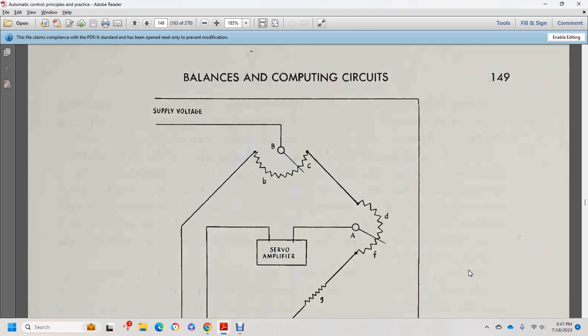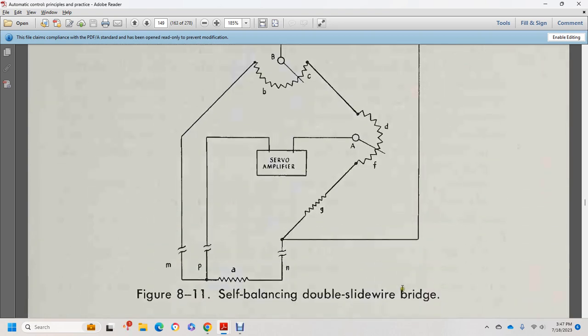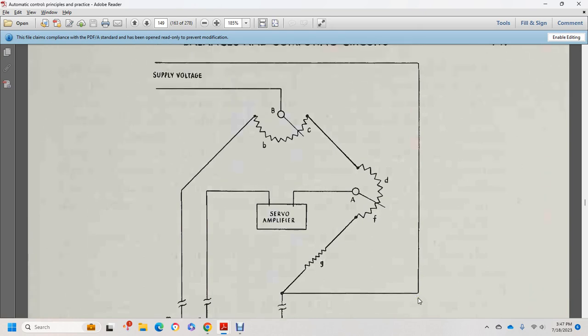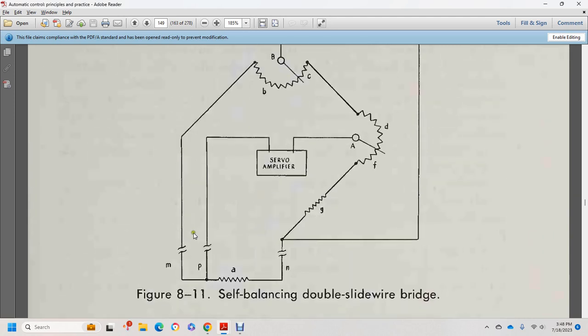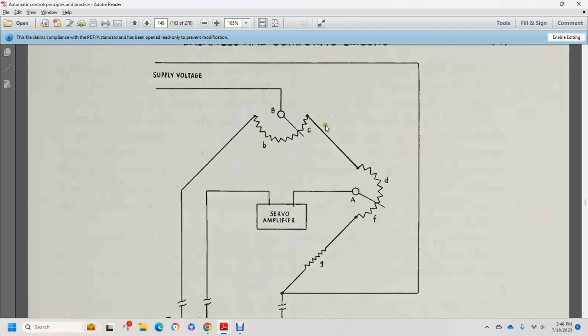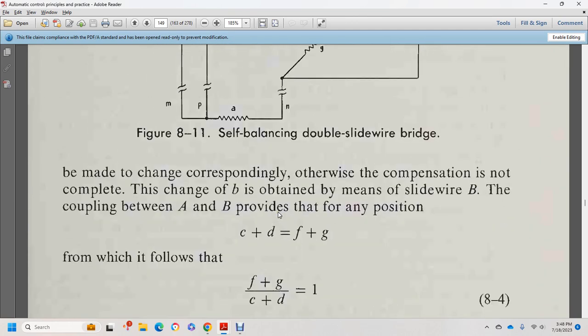Next, applied voltage, servo amplifier, and self-balancing double slide wire bridge. The resistance is compensated by the slide wire, with the coupling between A and B provided. So we have M, P, and N; A is a resistor, G a resistor, F, D, and A, B, and C, and a supply voltage to a servo amplifier.